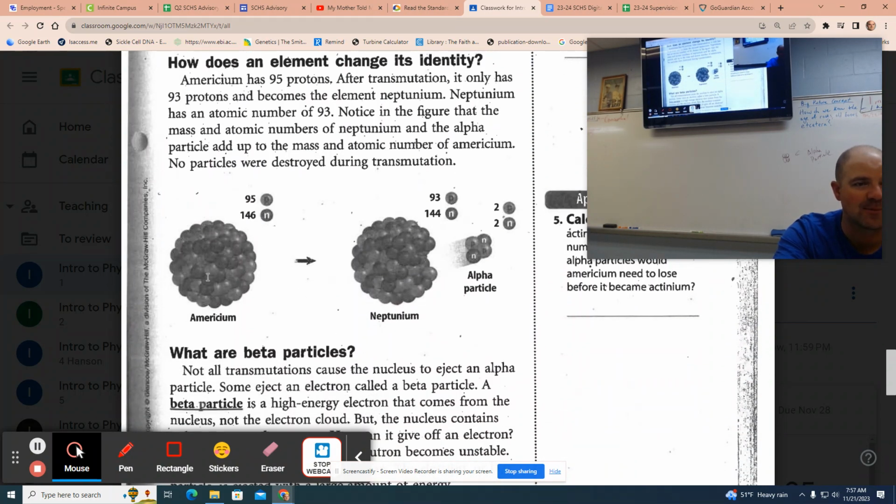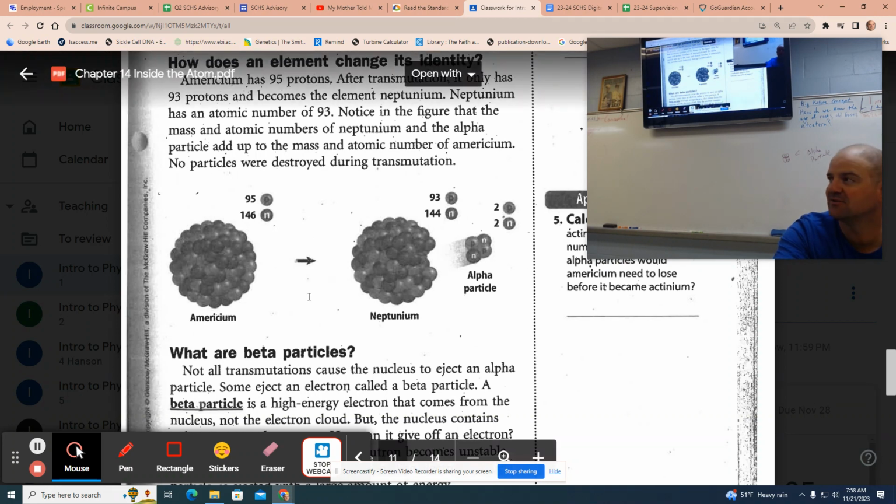Okay, so we have americium, 95 protons, 146 neutrons. You guys see how unbalanced that is? Yeah. Right? So it's like, well, no wonder it's going to be radioactive. Neptunium has 93 protons, 144 neutrons, and it ejects an alpha particle during the process. So if you add all those up, you get the same number.